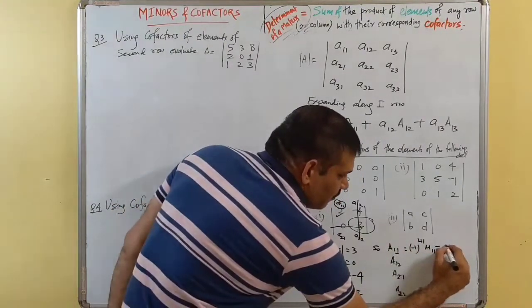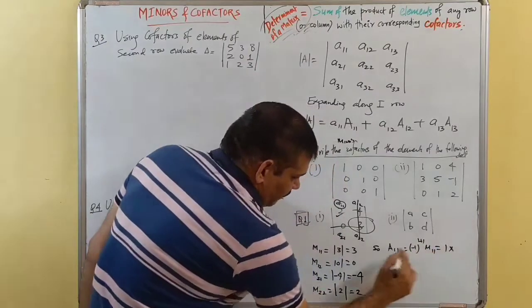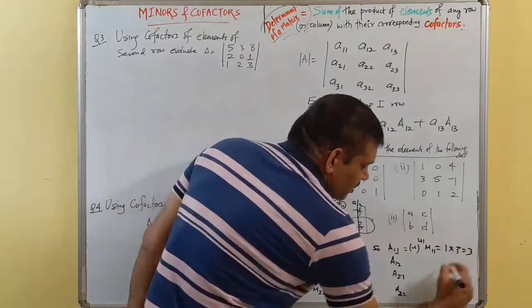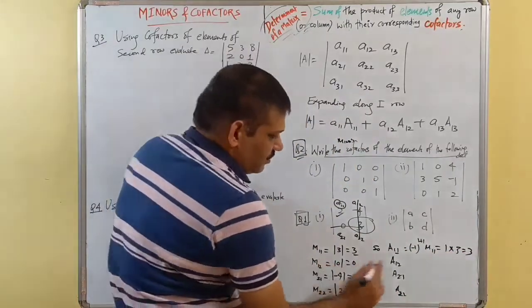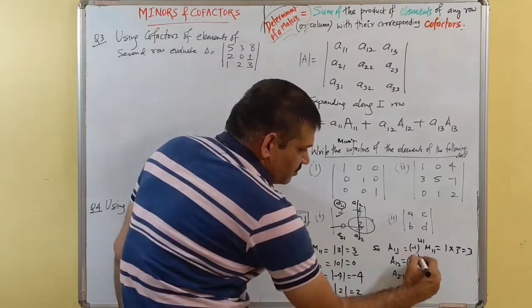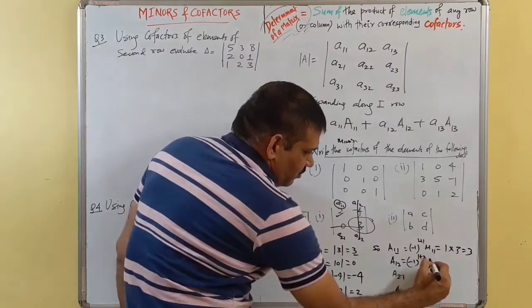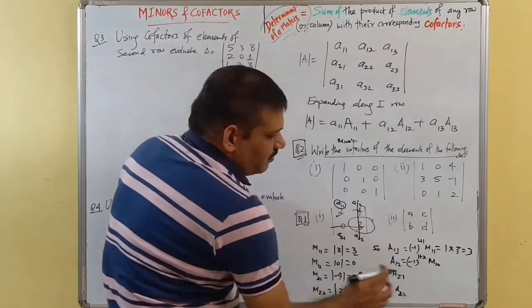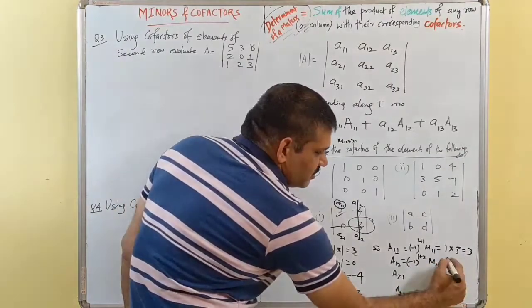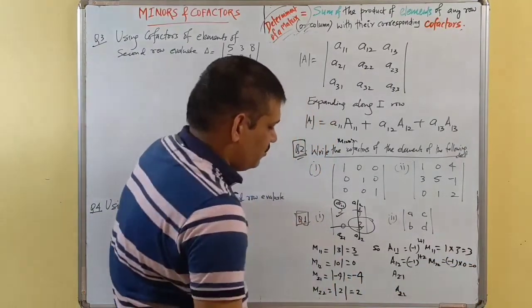So 1 into plus 1 into M11 is 3. 1 into 3 is 3. Similarly, A12 is -1 raised to 1 plus 2 into M12. This will be multiplied by -1. So -1 into 0, finally 0.